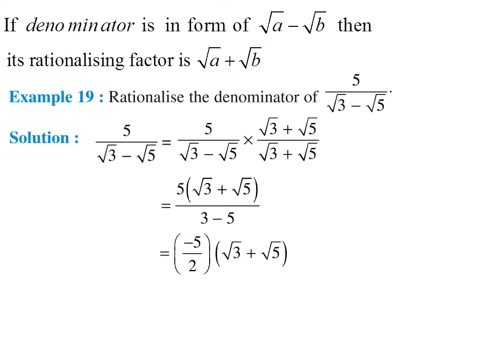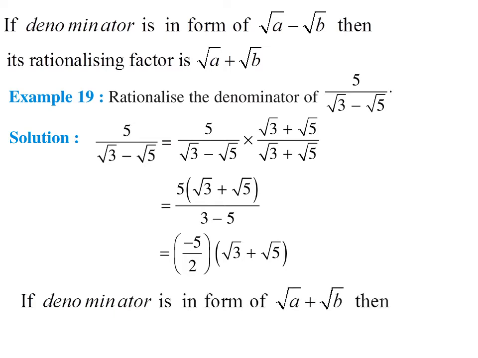Same again, if the denominator is in the form of root a plus root b, then what will be its rationalizing factor? As we know, it is root a minus root b. So this is the way you can rationalize any denominator. Whatever the denominator is, just change the sign between those two numbers and multiply and divide by that number from the question. Now taking some next examples.